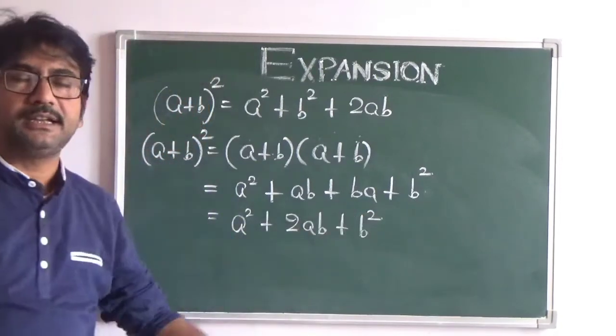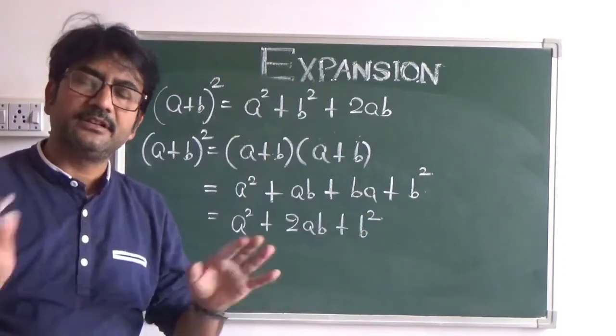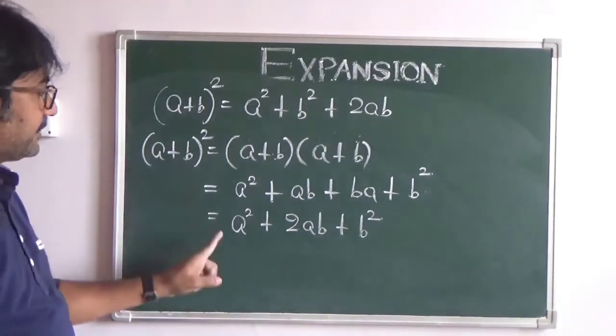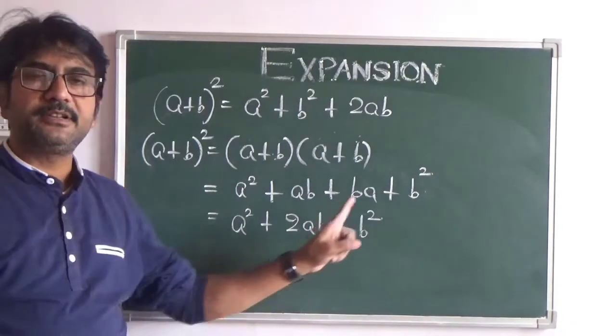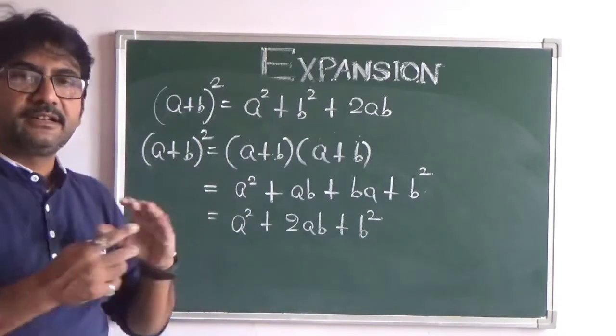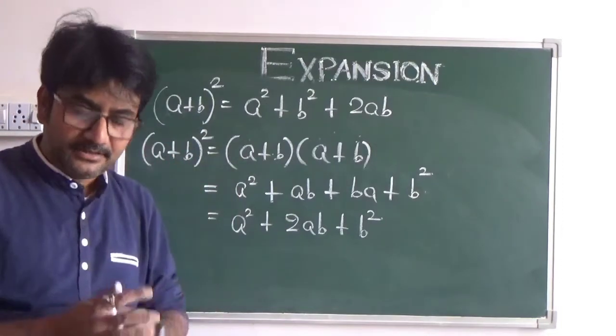So this is how we arrive at the solution. Here ab and ba are the same, just like 3 into 4 equals 4 into 3. So (a plus b) whole square comes as a square plus 2ab plus b square. In a similar way we can arrive at the result of the other expansions as well.